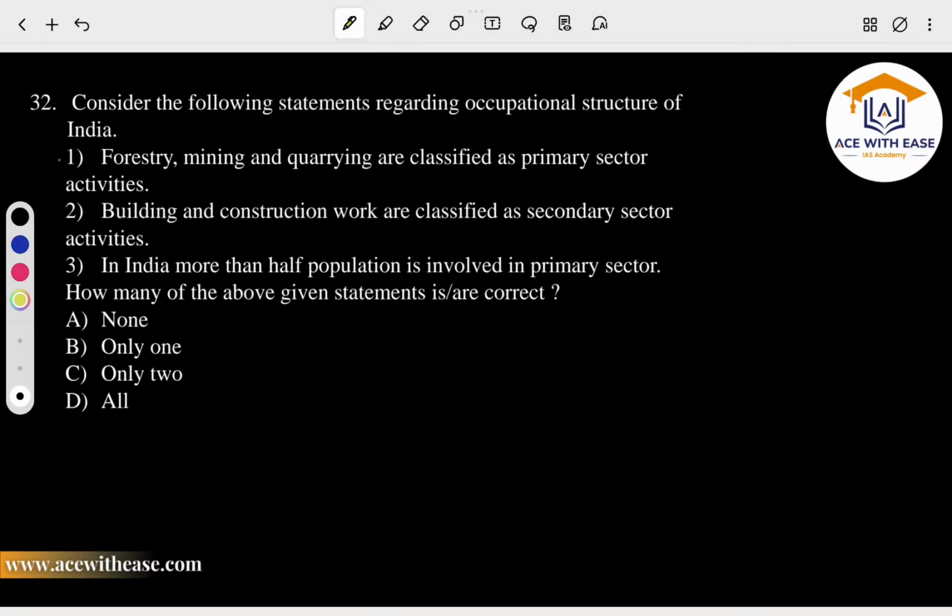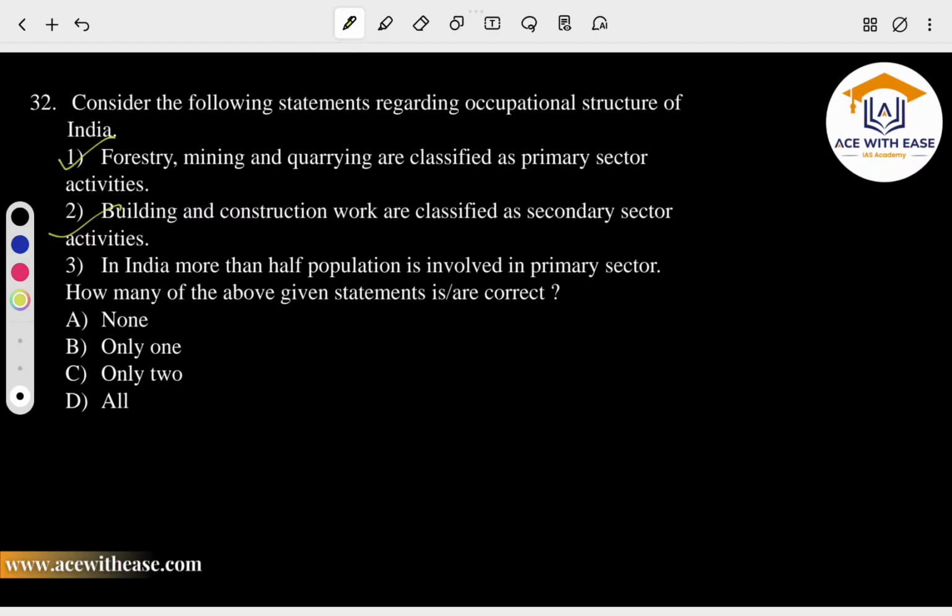Yes, this is a correct statement. Whenever we have activities involving natural resources like agriculture, forestry, mining, fishing, those all come under the primary sector. Second, building and construction work are classified as secondary activities. Whenever we are transforming raw materials into finished goods or construction, this is where the secondary sector is present.